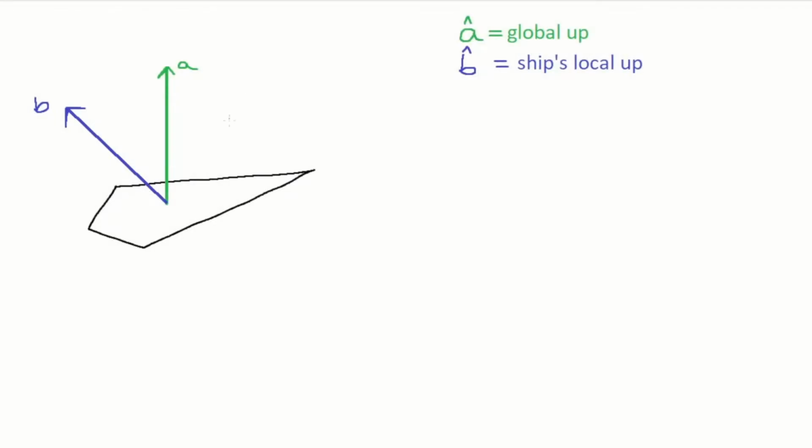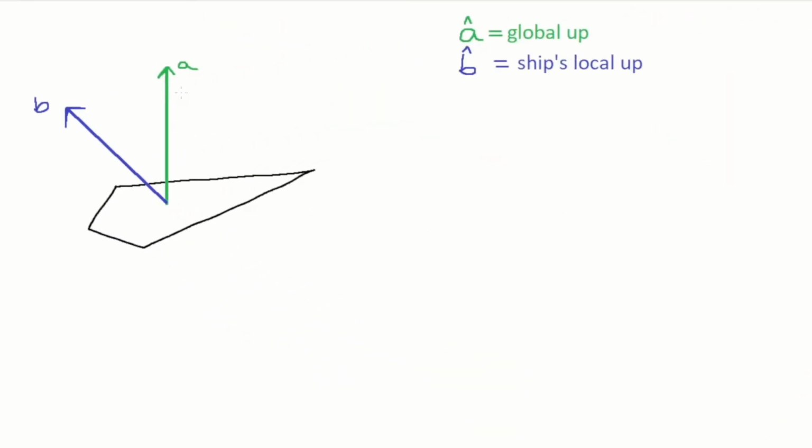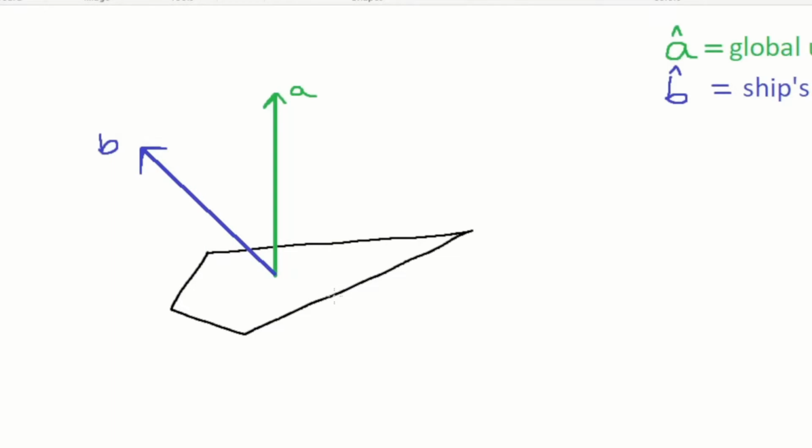Alright, so here's our ship. A is the global up, and B is the ship's local up vector, because the ship is going to have some rotation that isn't perfectly upright. We could just do a Quaternion.Lerp, but that won't interact with the physics or the colliders in the environment. And so we want to instead apply a torque on the ship, something that we'll call T. I was going to use M for a moment, but since we're talking about torque, we'll call it T.